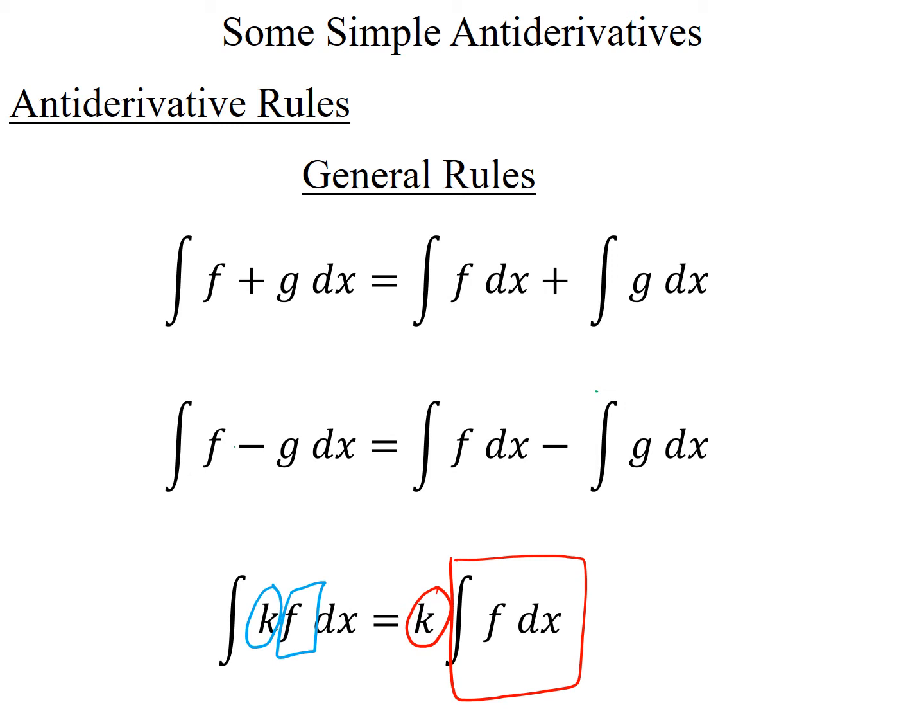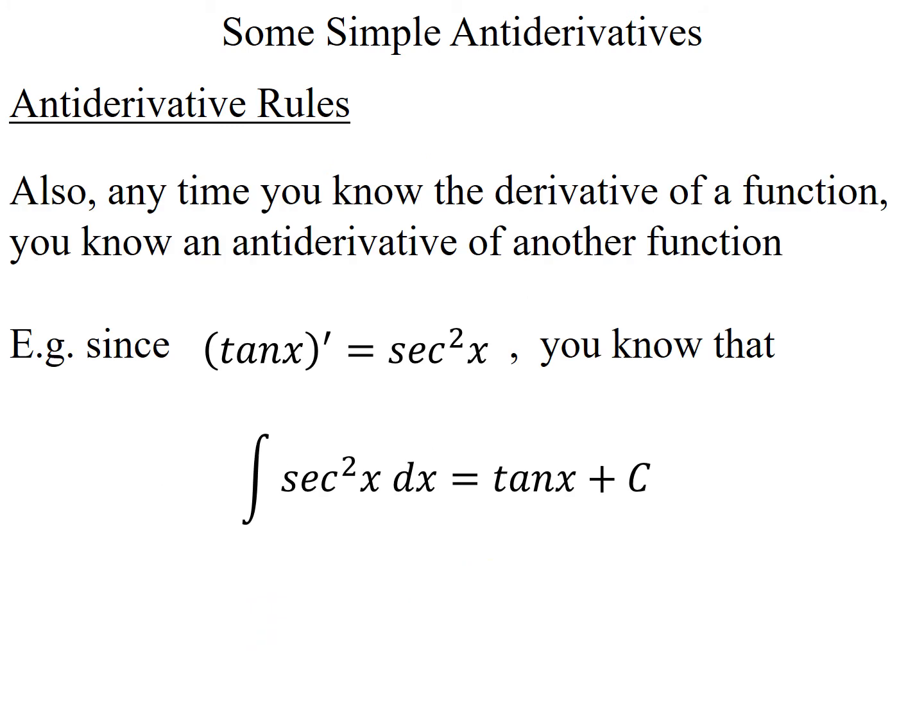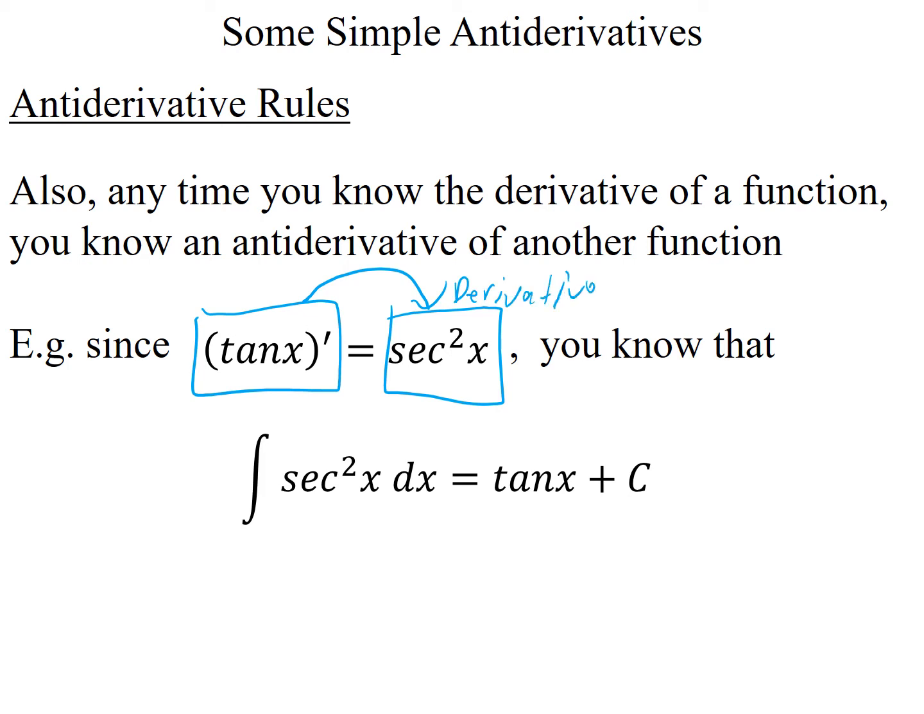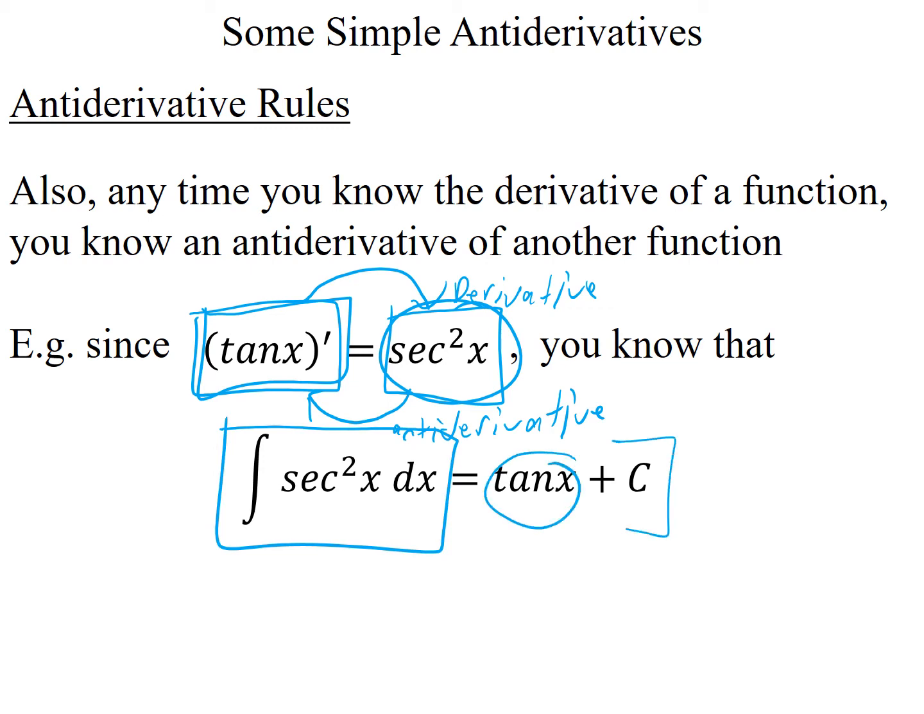Okay, and then what else? What other things are we going to be able to take the antiderivative of? Anytime you know the derivative of a function, you know the antiderivative of another function. So for example, you may know from Calc 1 that the derivative of tangent is secant squared. So if you go this way, you're taking the derivative, and therefore the antiderivative of your answer is the original thing. So the derivative of tangent is secant squared, so the antiderivative of secant squared is tangent. Don't forget the plus c, of course.